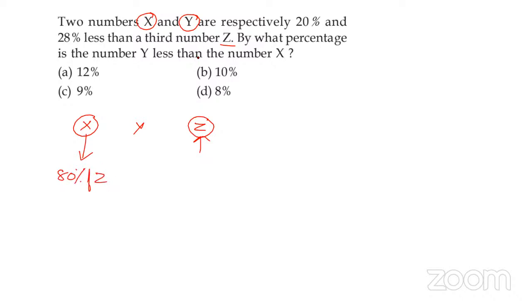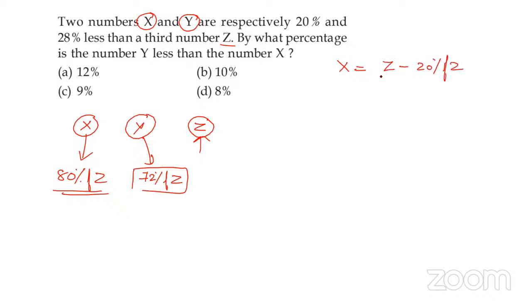Clearly, because it's given that x is 20% less than z, we can say that it is 80% of z. And what about y? y is given as 28% less than z, so that is nothing but 72% of z. I hope all of you understood this part. Let me give you a simple example. x is 20% less than z. That means z minus 20% of z.